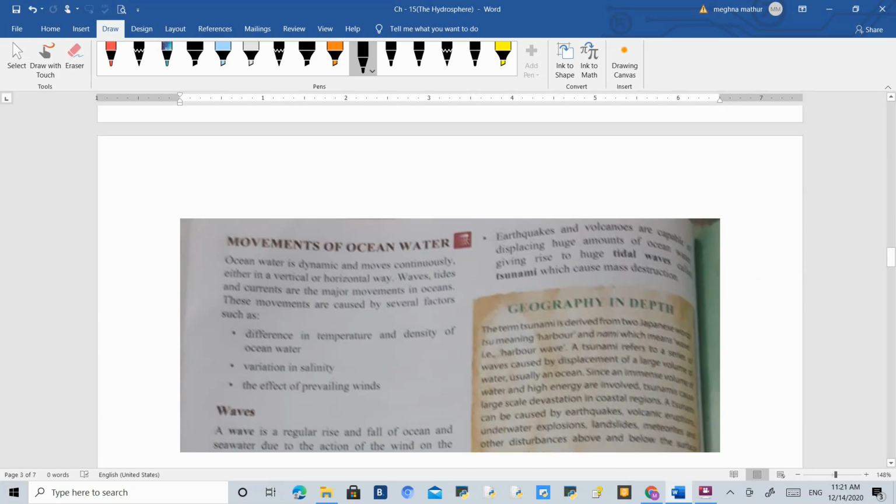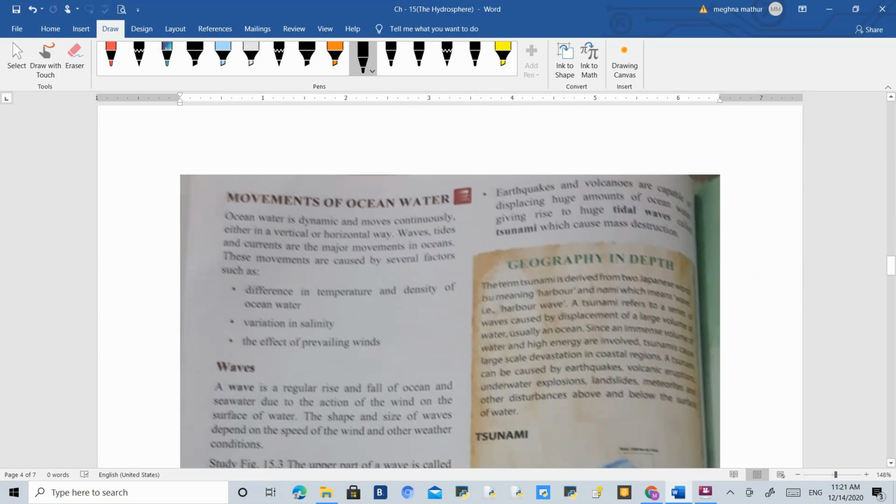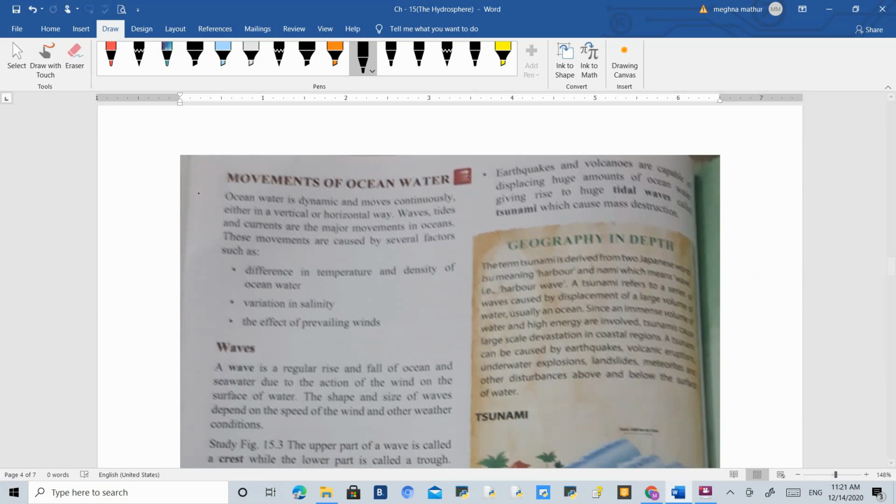Okay, in the next class we will learn about the movement of the ocean, which I have told you, that is waves, currents and tides, which we will do in the next class.